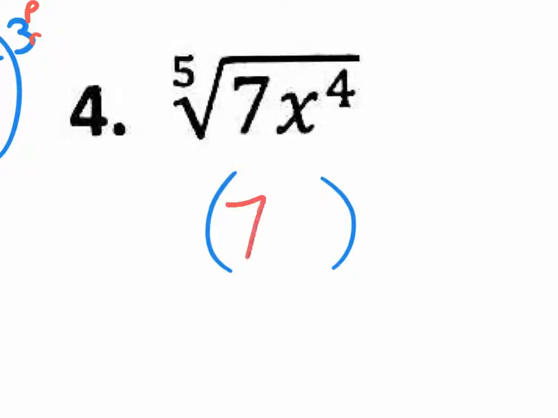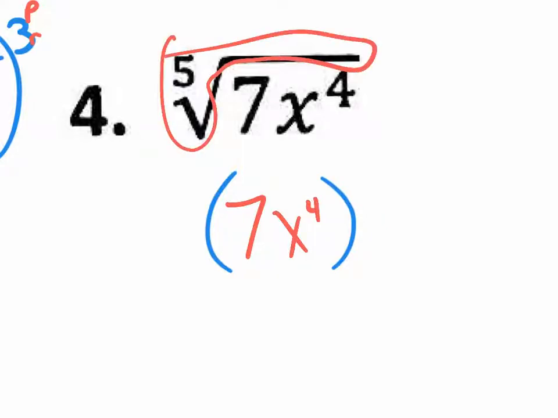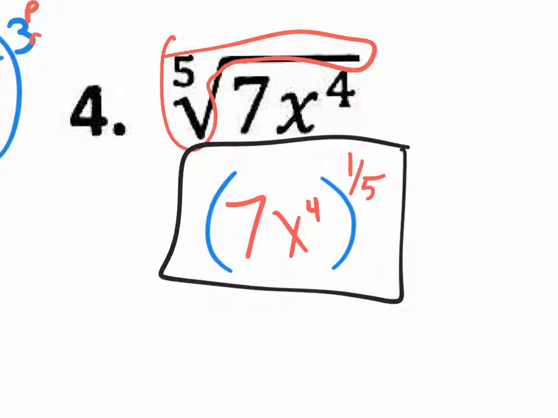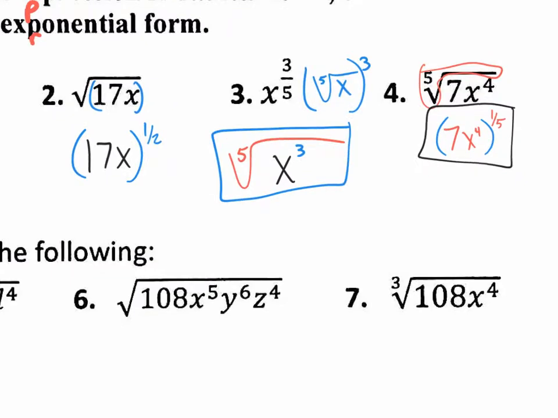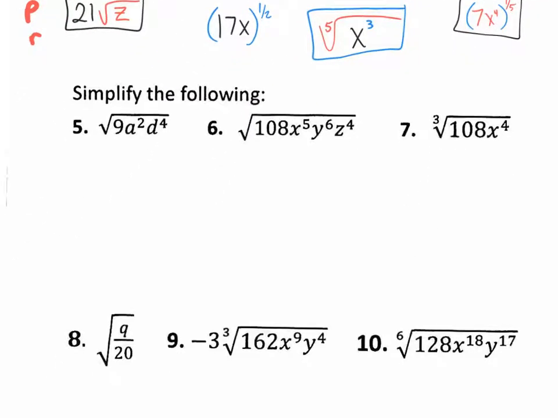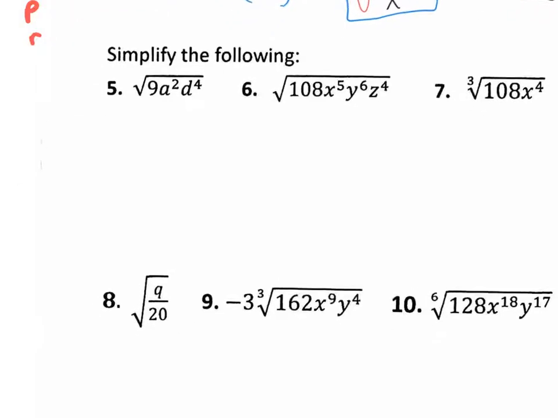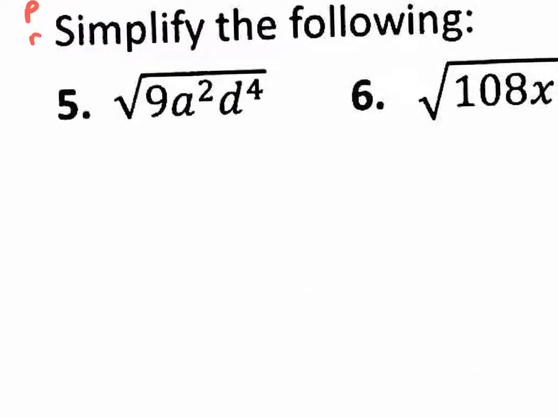So 7x to the 4th goes inside of the parentheses, and because this is the 5th root, I'm going to rewrite that as a 1/5 power, and we're just going to leave it like that as our final answer. Let's move on to simplifying problems. We are going to have lots of questions on the test that require simplification, and because your calculator could do simplification of roots that just have numbers, we're throwing variables in there. So there's going to be a lot of these with variables in there.